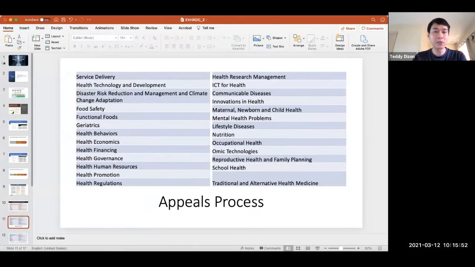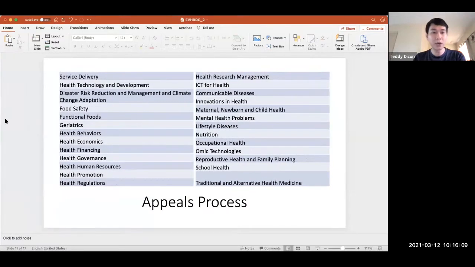Ito na po yung first workshop natin wherein everyone is free to raise your hand and be recognized so that you can provide inputs on the appeals process. So, thank you very much. Sino po ang gusto mag-open ng floor for the appeals process?